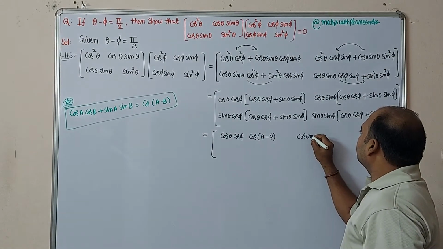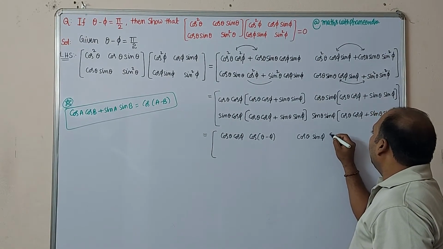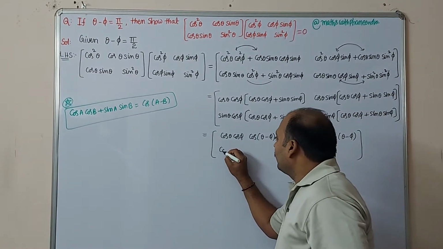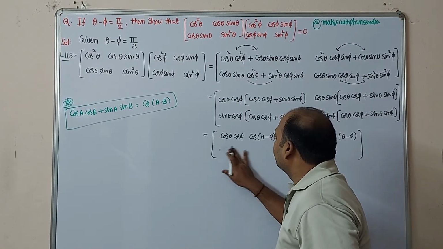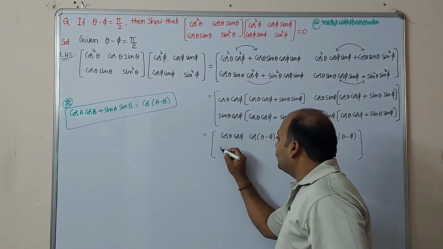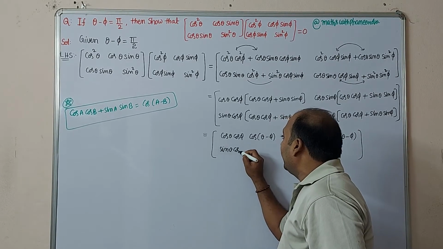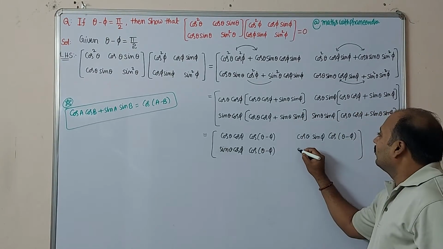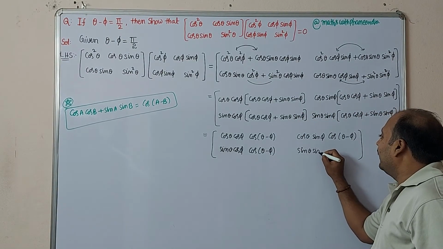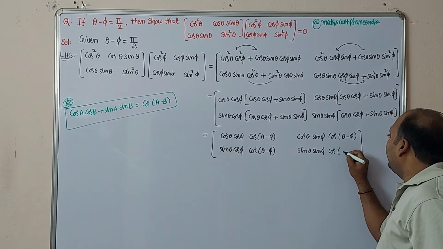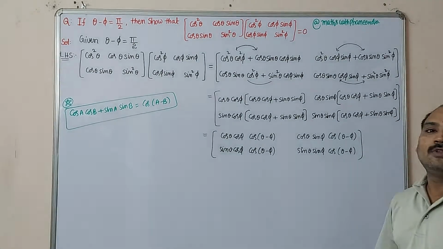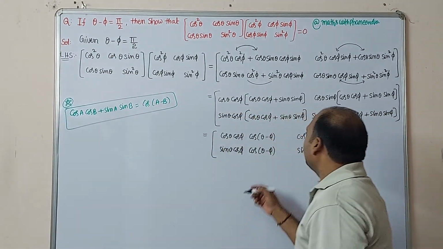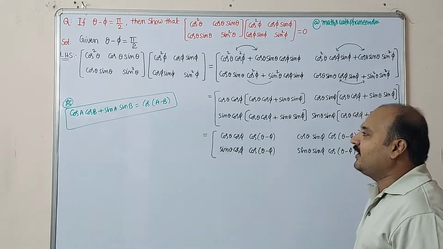So here cos theta sin phi into cos of theta minus phi, cos theta, here according to that, sin theta into cos phi into cos of theta minus phi, sin theta into sin phi, cos of theta minus phi. Later, the condition you can apply. Theta minus phi value is what? Pi by 2.